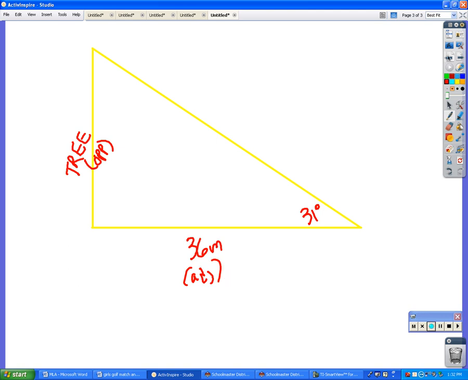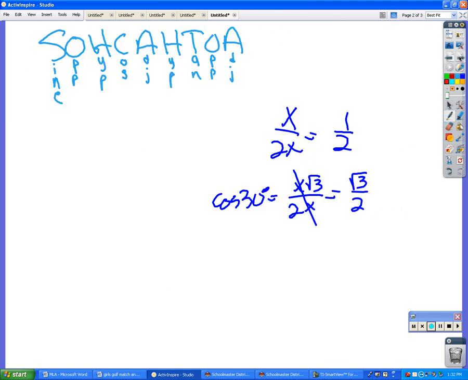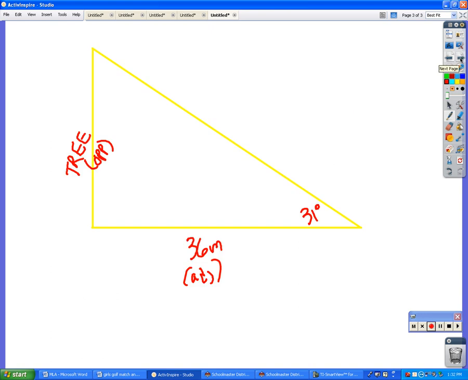Which of our six trigonometric ratios uses the opposite side and the adjacent side? Tangent. Okay, and you could also have gotten that from TOA, opposite over adjacent. So what that means is that the tangent of 31 degrees equals what? Not on your calculators, on my drawing. The tree over 36.